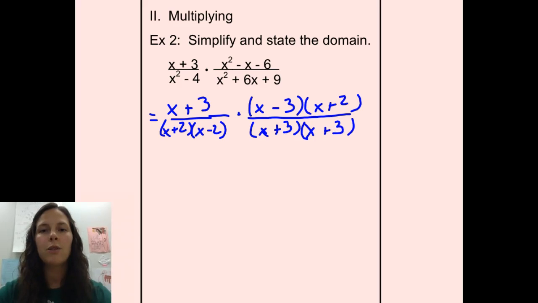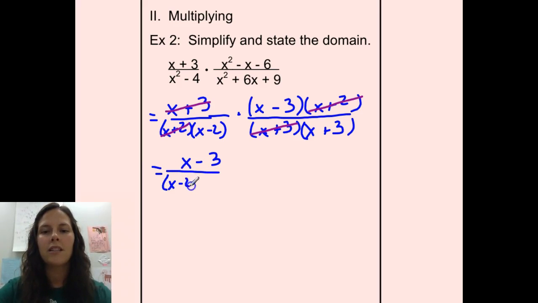Because it's multiplication, we do not need to be on the same side of that multiplication sign to cancel. So I can cancel this x plus 3 with an x plus 3 over on the right, and I can cancel the x plus 2 with an x plus 2 over on the right as well. In factored form, my final answer is x minus 3 in the numerator, and I have x minus 2, x plus 3 in the denominator.